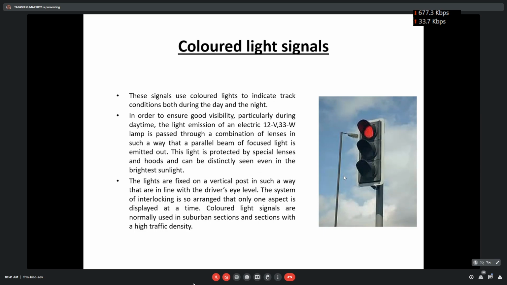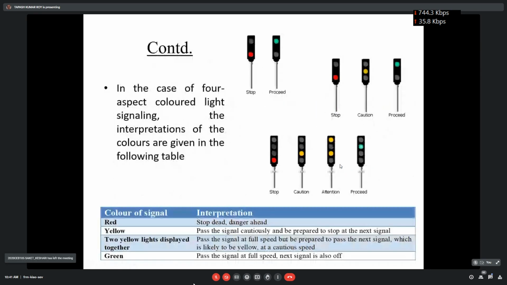So next we come to the colored light signal that you have seen everywhere, and it is the most modern type of signal. It is located on top of a post, and it is essential to provide good visibility, for which the light emission of a 12 volt 33 watt lamp is passed through a combination of lenses in front of it. So this can be visible from a long distance.